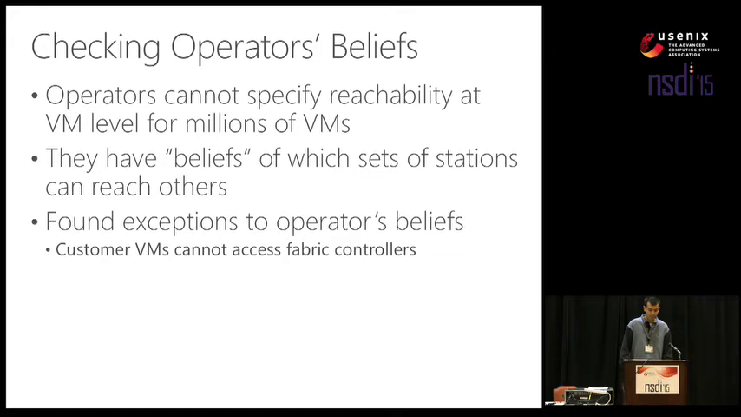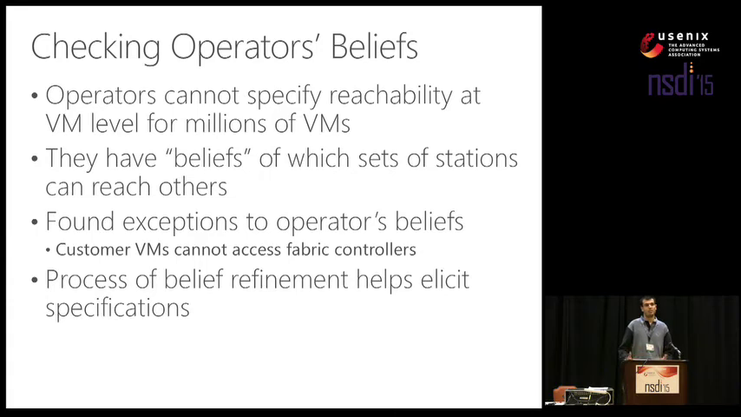So one of the beliefs was, customer VMs cannot access Fabric controllers. And we found several exceptions to this belief. But then we actually confirmed that all these exceptions were OK. It's just that the belief of this operator did not include all these possible and tricky exceptions. So this process of refining the beliefs of operators is actually pretty good because it allows you to produce the specification of what the network is actually doing.